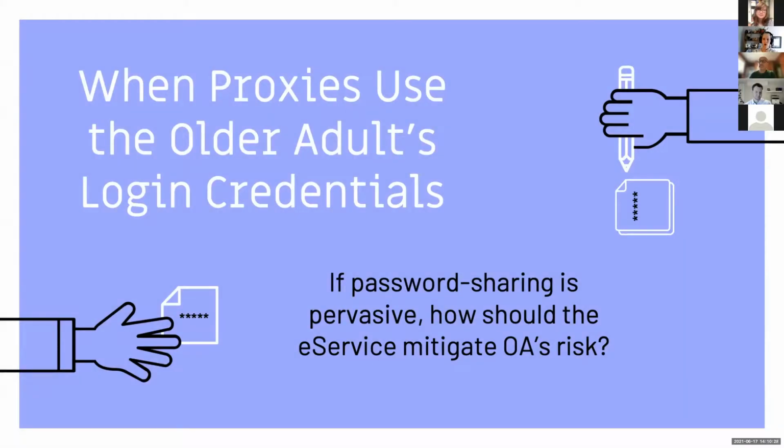So those are all great design ideas for supporting proxy accounts. But we also, I think, need to think about the fact that even if you provide proxy accounts for an e-service, some older adults are still likely to just share their password to get help. And if they're just sharing their password to get help, then this could be problematic.